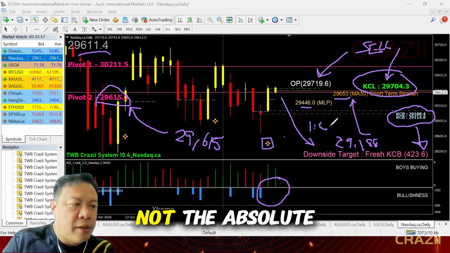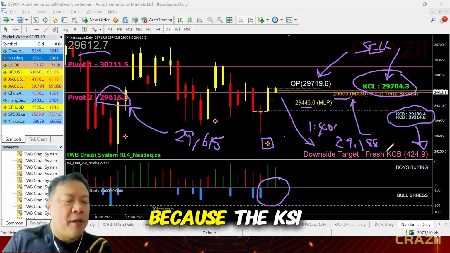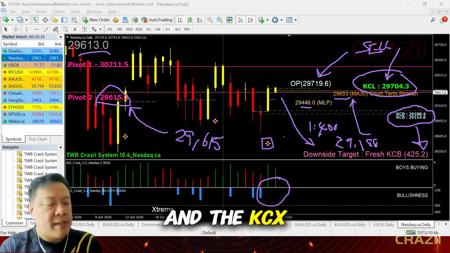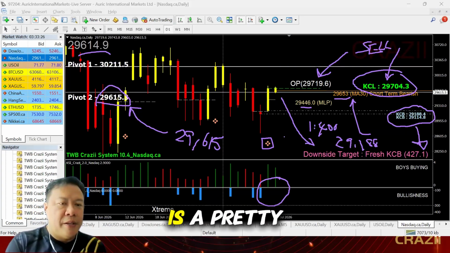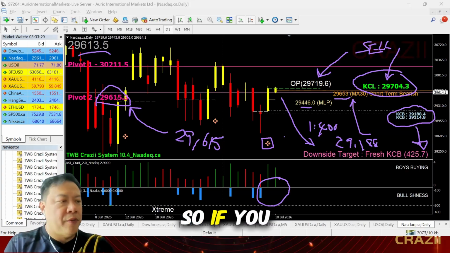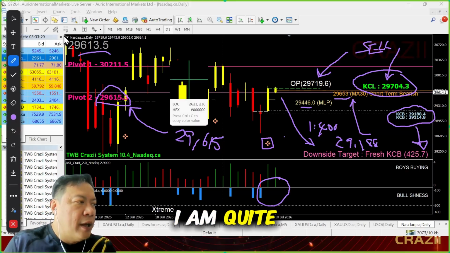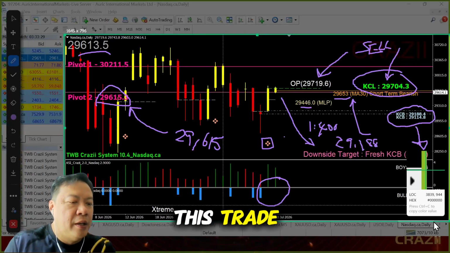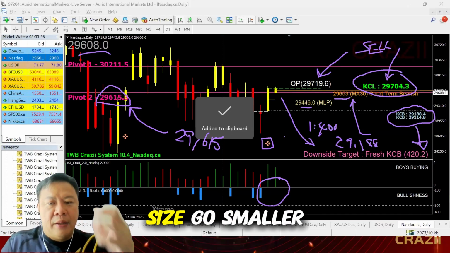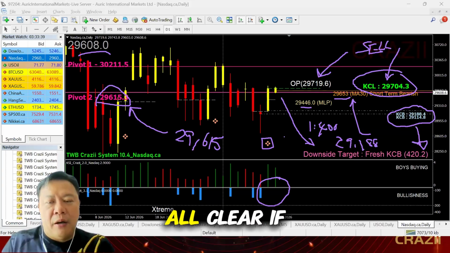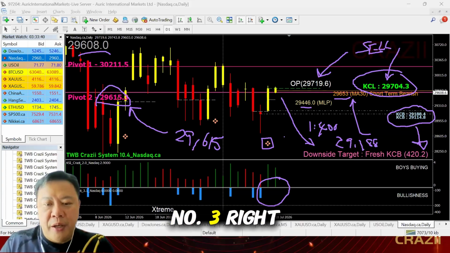Now, this is not the absolute best trade, because the KSI and the KCX are against you. But your risk-reward ratio makes it a pretty decent trade. So if you ask me myself, I am quite comfortable to take this trade, but it will not be the best trade. So maybe your size goes smaller. All right. All clear? If all clear, press number 3 right now.